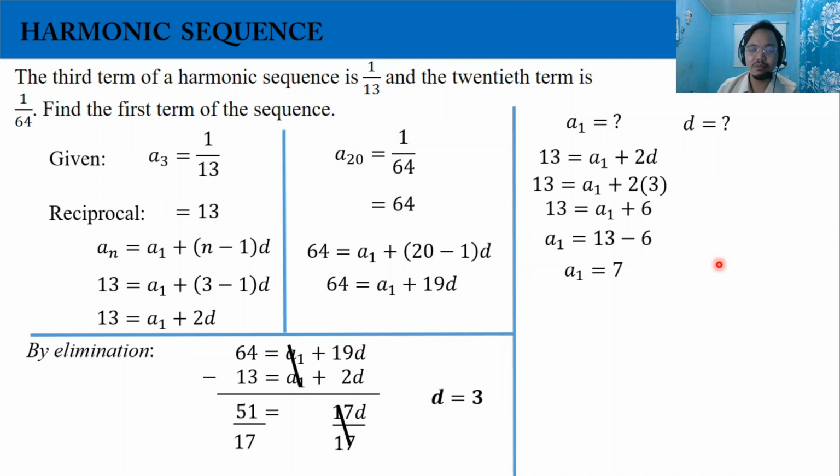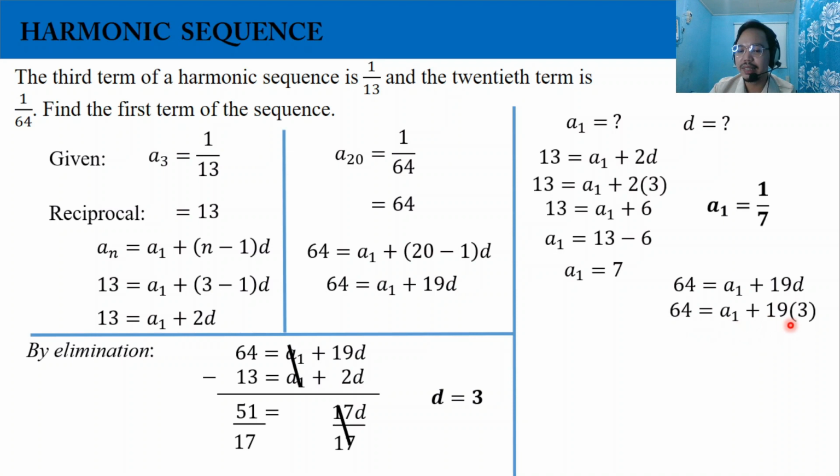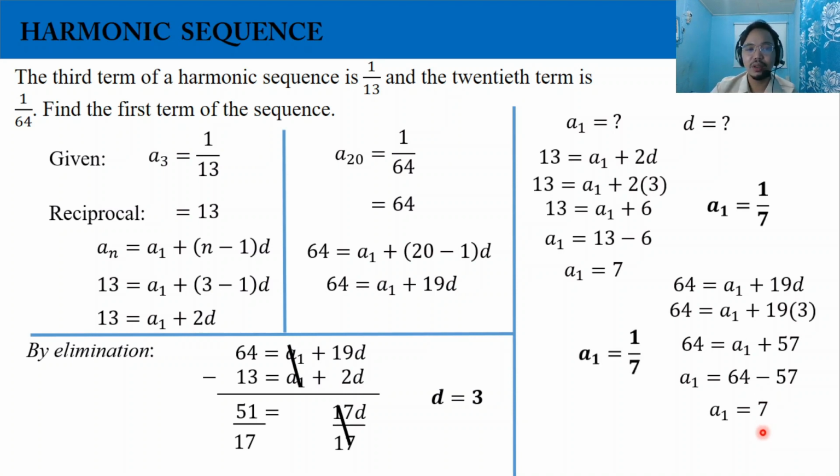So let's see if we're going to do the same manner in the other equation. Let's see if we're going to find the same answer, or first term equal to 7. So we're going to get the reciprocal first. That is 1 over 7. That is the first term of the sequence. So let's have 64 equals a sub 1 plus 19d. So let's substitute. 64 equals a sub 1 plus 19 times 3. So 19 times 3 is 57. Then transpose it. We have 64 minus 57, and that is also 7. Then get the reciprocal of that. a sub 1 is equal to 1 over 7. So 1 over 7 is the value of our first term of our sequence.